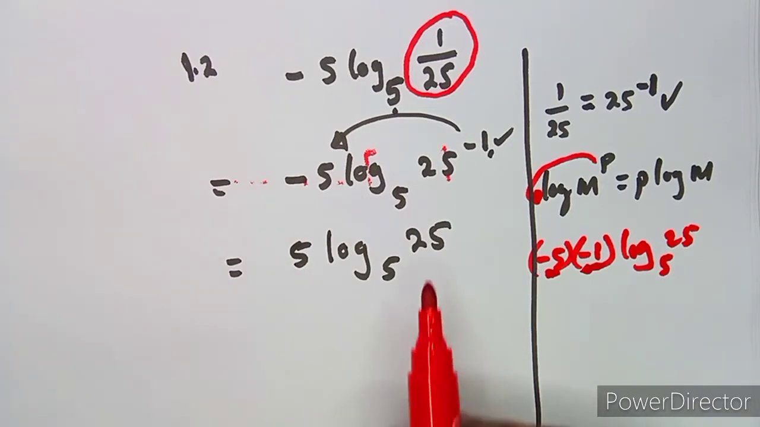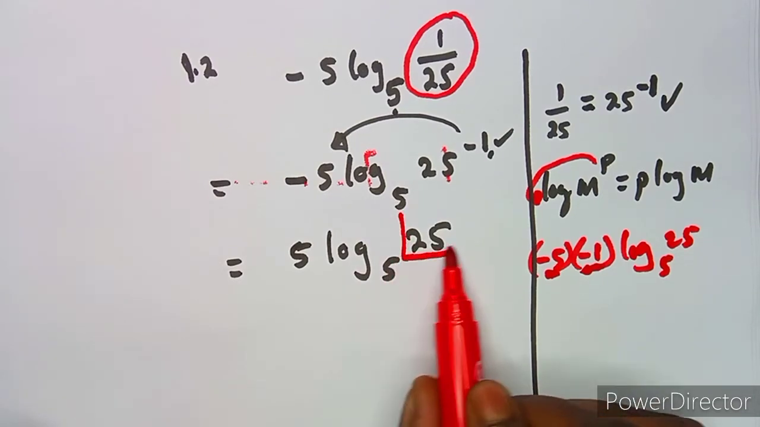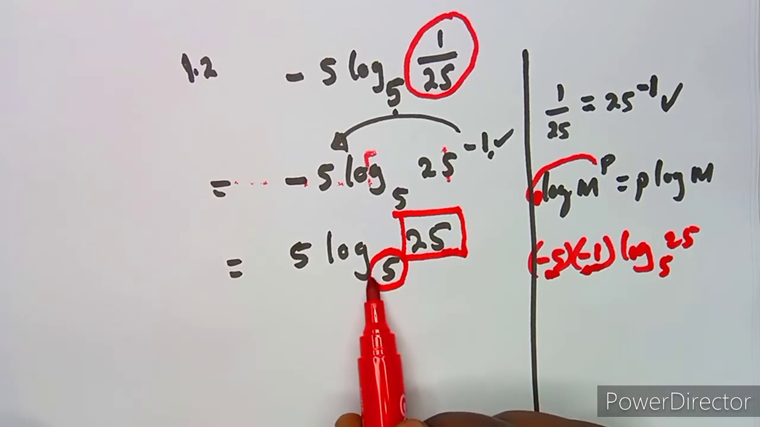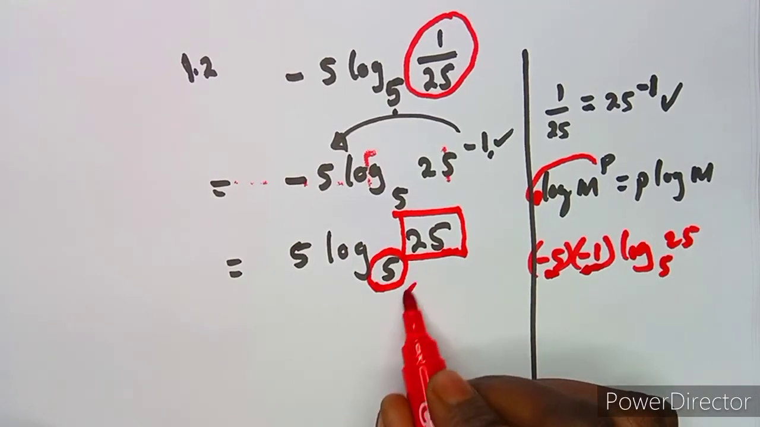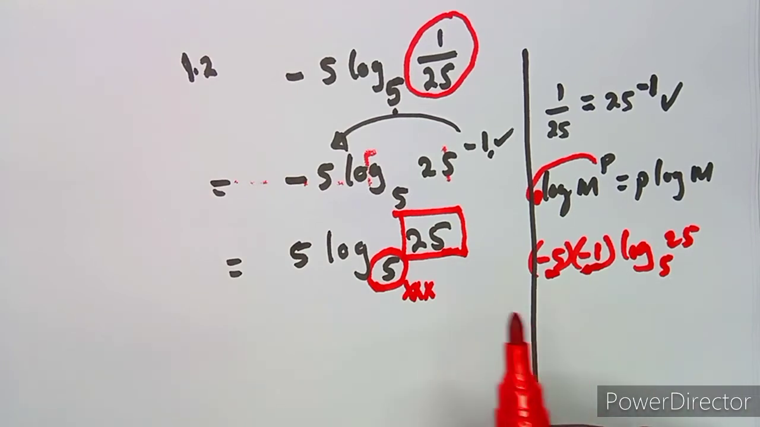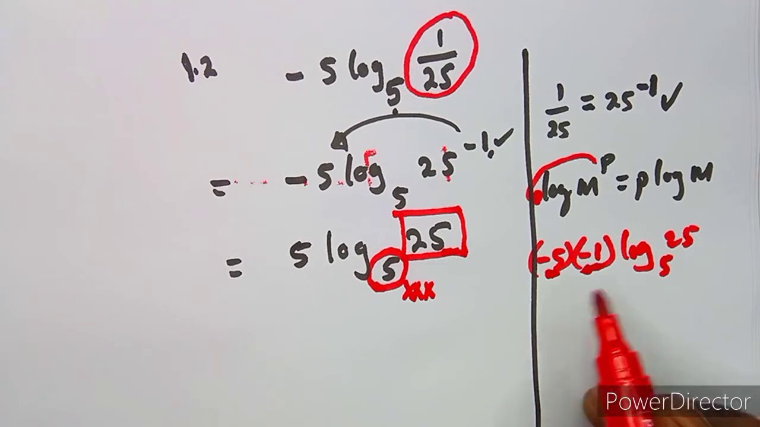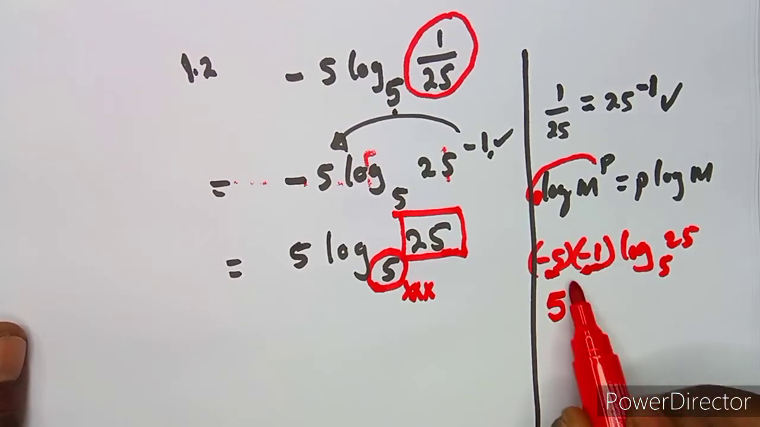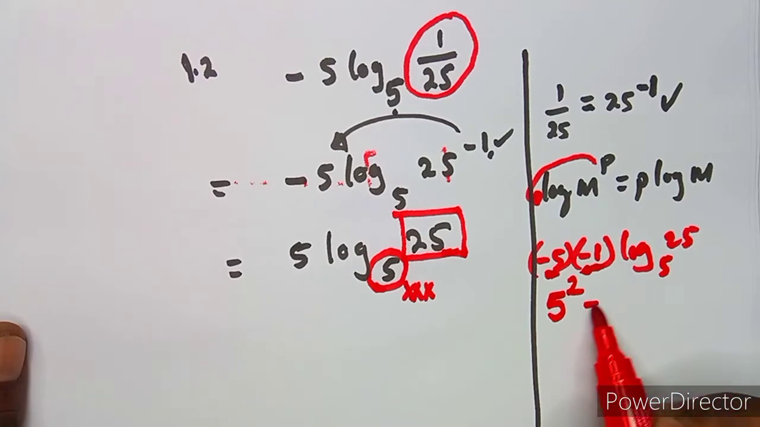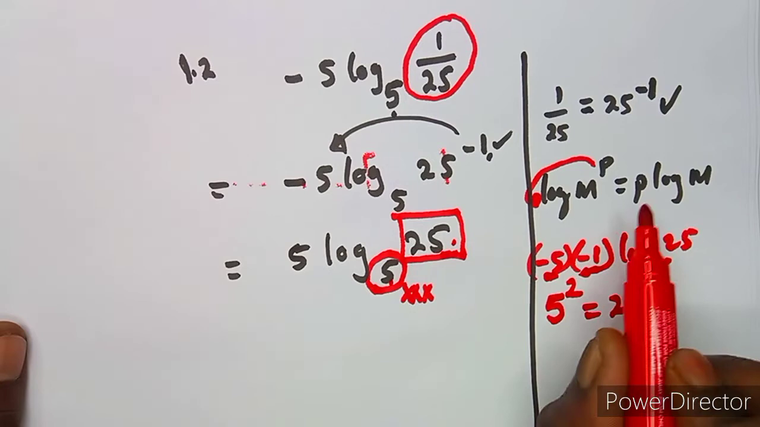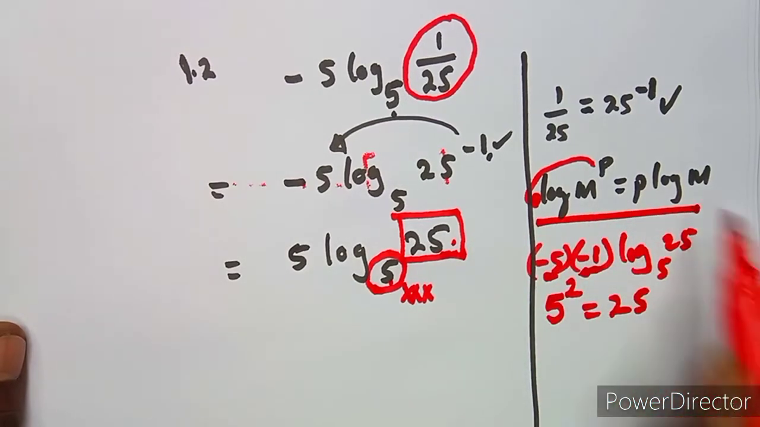Now at this stage, what can I do with this 25? I have to write this 25 in terms of the base, which is 5, because this is in its simplest form. So I'm supposed to write this 25 in terms of 5. We know that 25 is the same as 5 squared, like this. 5 times 5 is 25. So I can write this 25 in terms of 5 so that I can apply this law again.